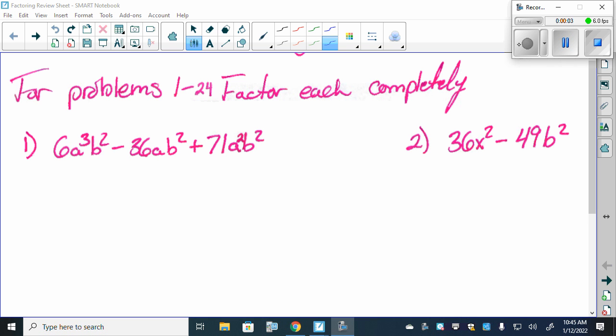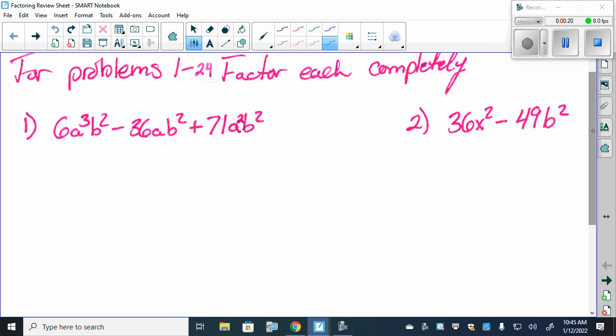All right. Let's look at the review sheets. Are there any questions on problems 1 or 2? Questions on 1 or 2? Number 1.